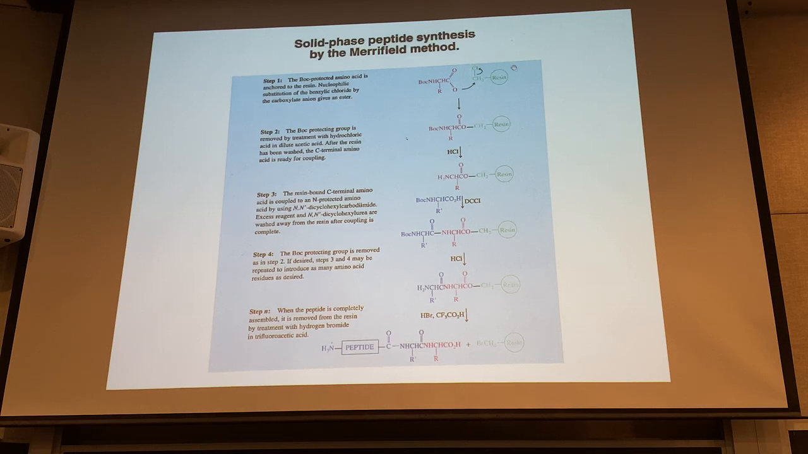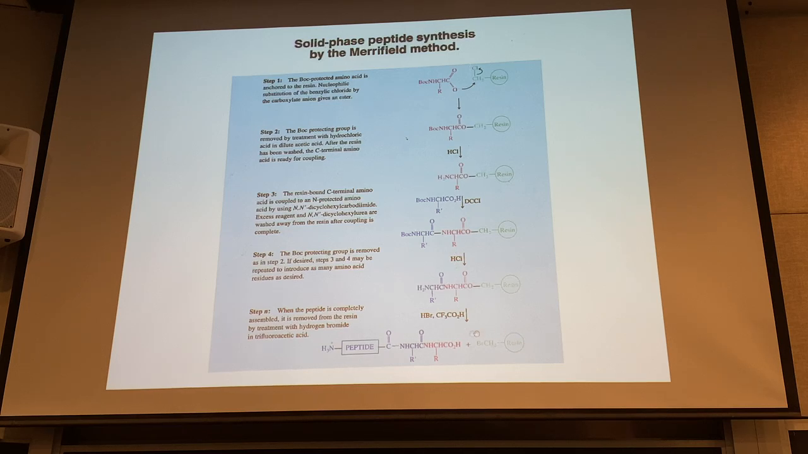So this is polystyrene resin, which is, of course, not soluble. It will swell a little bit in the solvent. You put the first amino acid on there. It's just an SN2 reaction. There's a primary benzyl chloride on the polystyrene. You put it on there, and then TFA or HCl takes off the Boc, and then you're ready to DCC couple the next one. Boc, take the Boc off, and keep going.